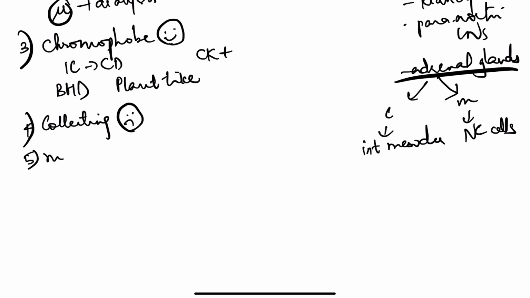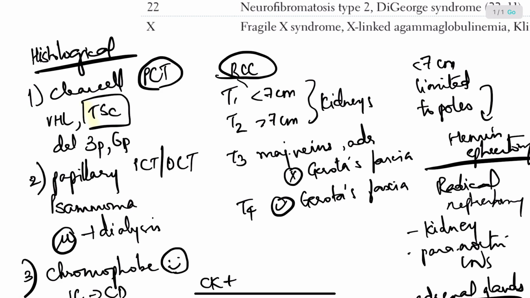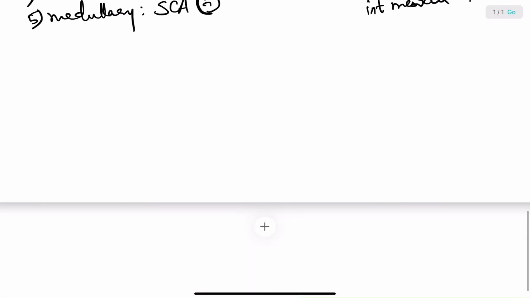And the last type is the medullary type, which is associated with sickle cell anemia majorly, right? And again, it has a poor prognosis, but the worst prognosis is collecting duct type. So this was all things RCC. Now let's talk very quickly about tuberous sclerosis as well.